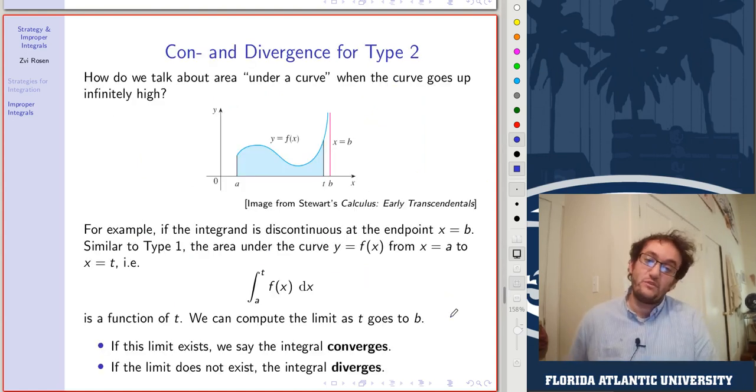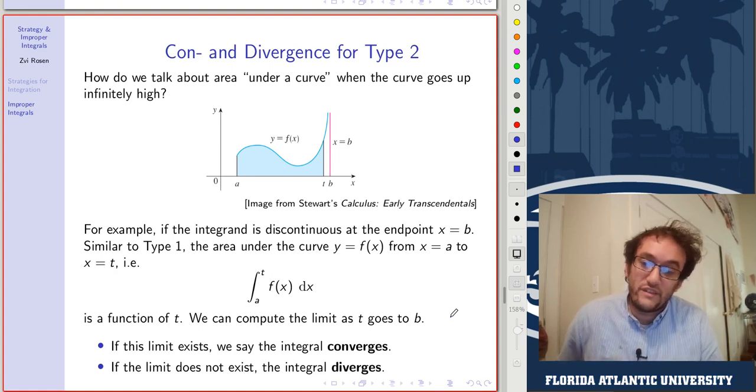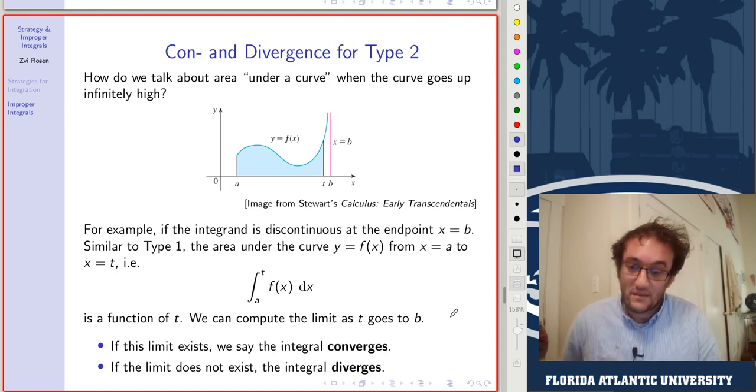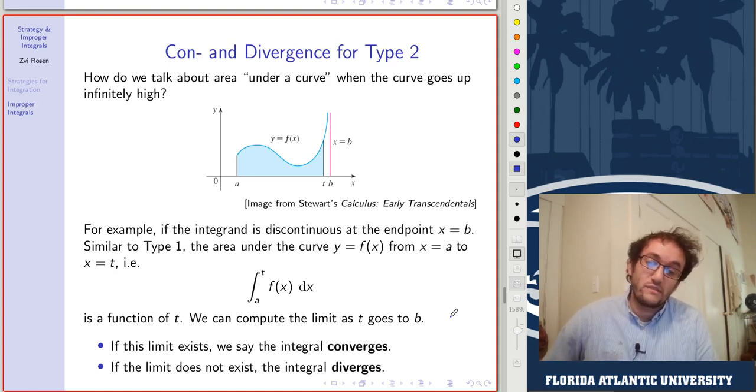Okay, now we can move to type 2. So how do we talk about the area under a curve when the curve goes up infinitely high? For example, if the integrand is discontinuous at the endpoint x equals b, similar to type 1, we're going to treat this with limits. The area under the curve y equals f of x from x equals a to x equals t, i.e. the integral from a to t of f of x dx, is a function of t, and we can compute the limit as t goes to b. If this limit exists, we say the integral converges. If the limit does not exist, the integral diverges.